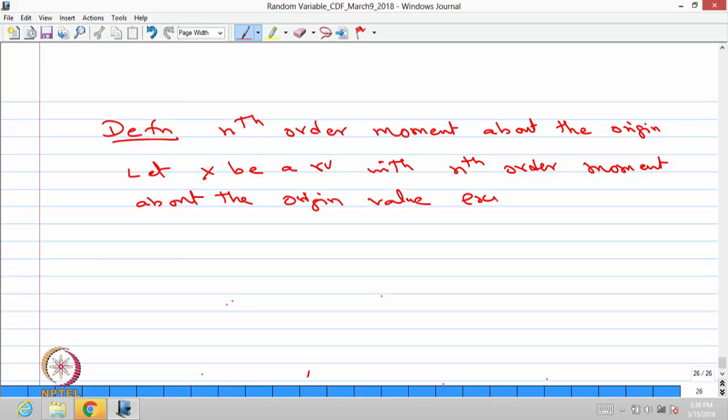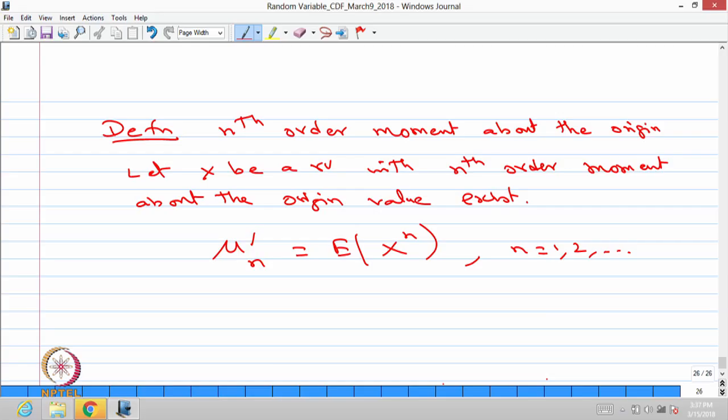value exist, then one can define with the notation mu suffix n dash, that is nothing but expectation of x power n. Here again n can take the value 1, 2 and so on. So, when n is equal to 1, this is nothing but the mean or expectation of the random variable, and 2 onwards it is going to be called as a nth order moment about the origin, provided the expectation exists. That is very important.